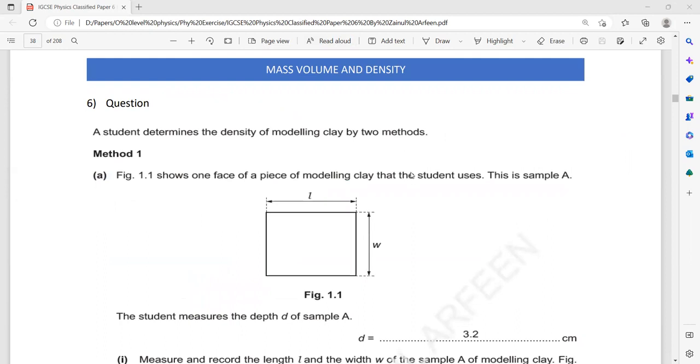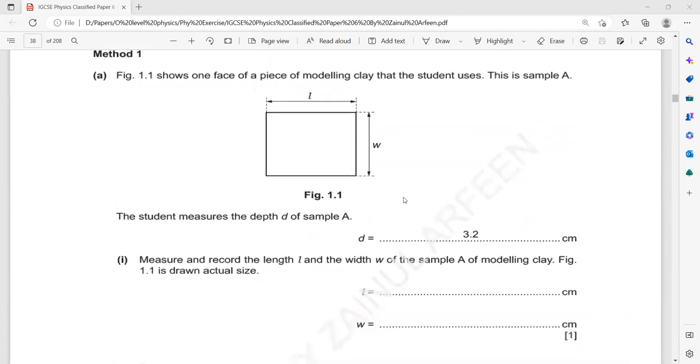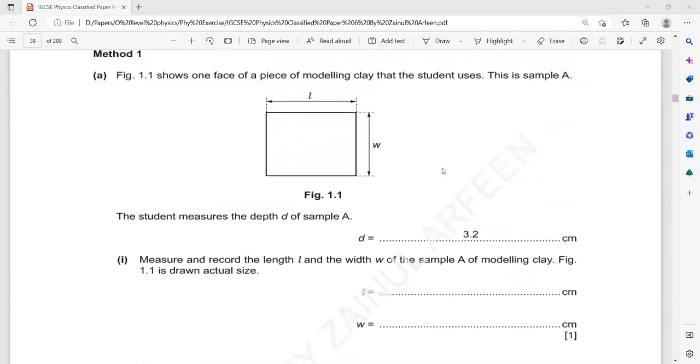Question 6, a student determines the density of a modeling clay by two methods. First method, shown is one face of a piece of modeling clay that the student uses, that is sample A. The student measures the depth, which is 3.2. Then measure and record the length and the width of the modeling clay. What is the length and the width of this modeling clay? Length is 2.8, and what about width?